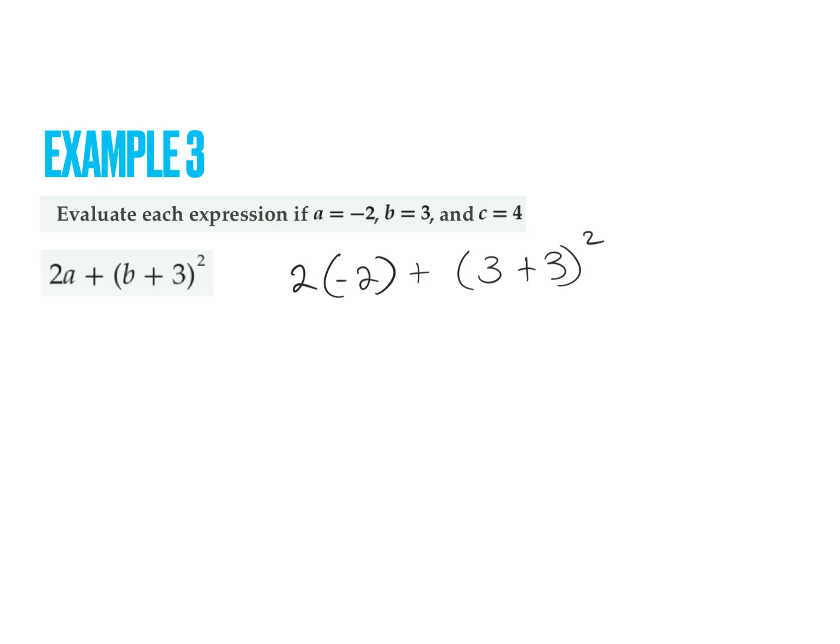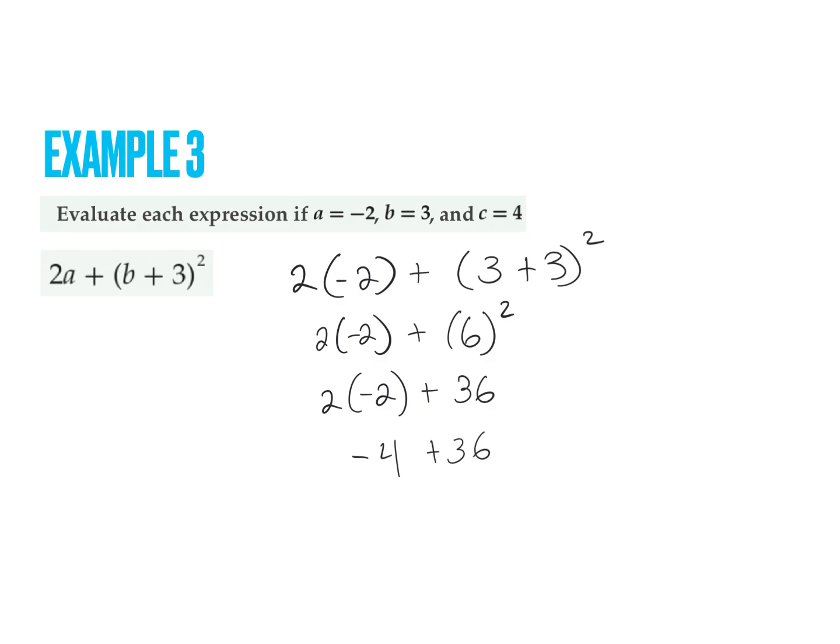The first thing to do is the parentheses. So it's going to be 2 times negative 2 plus 6 squared. After I do that, I'm going to take the exponents. That is the next step. So it's going to be 2 times negative 2 plus 36. Then I'm going to do multiplication. So 2 times negative 2 is negative 4 plus 36. And then I get positive 32 as the answer.